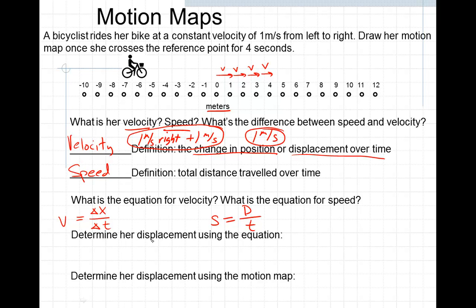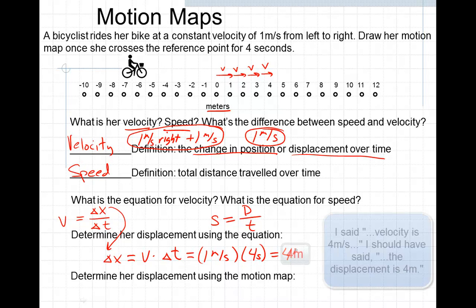So if we were to determine the displacement using the equation, so the displacement in this case would be delta x. If I rewrite that algebraically and I cross multiply, I would get v times delta t. Her velocity, like we said earlier, was 1 meter per second. And that was happening over 4 seconds. So her displacement would be 4 meters.